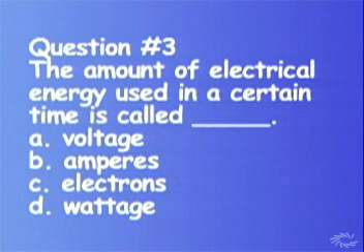Question 3. The amount of electrical energy used in a certain amount of time is called what? A. Voltage, B. Amperes, C. Electrons, D. Wattage.